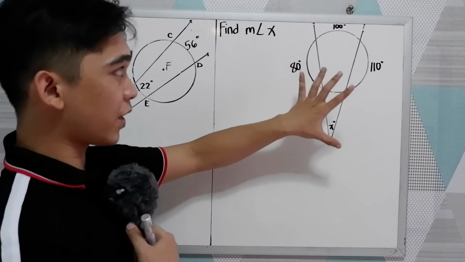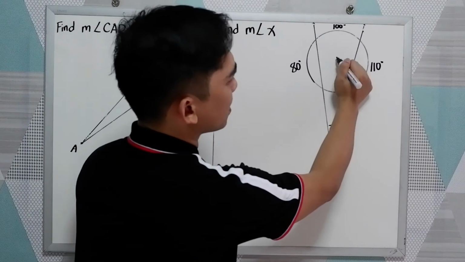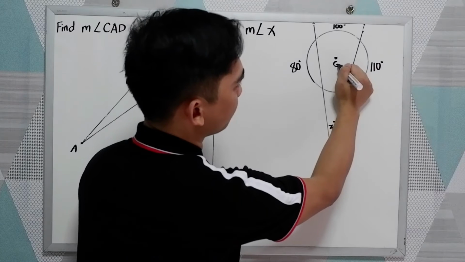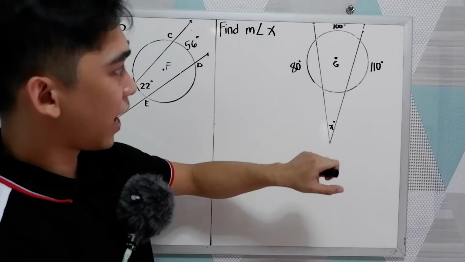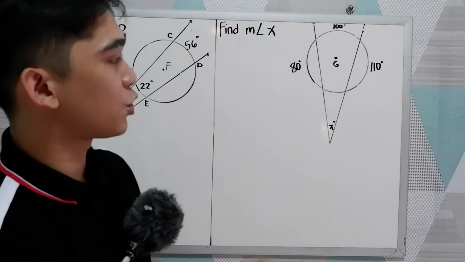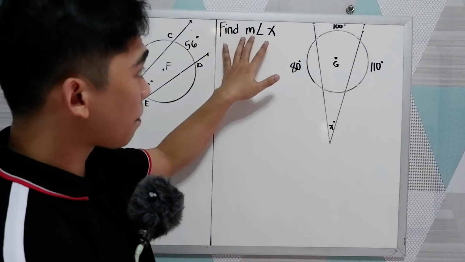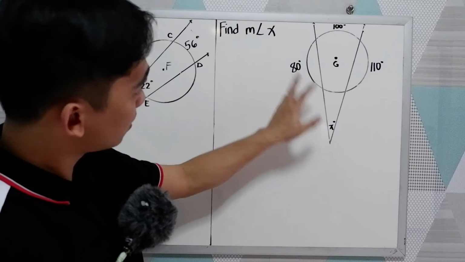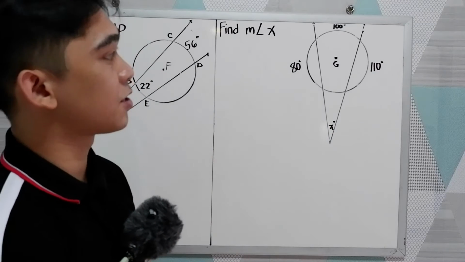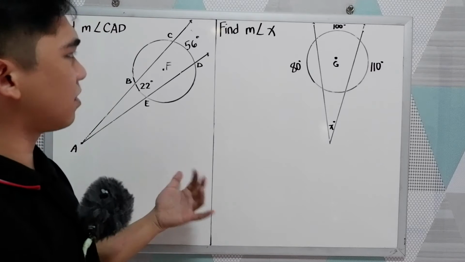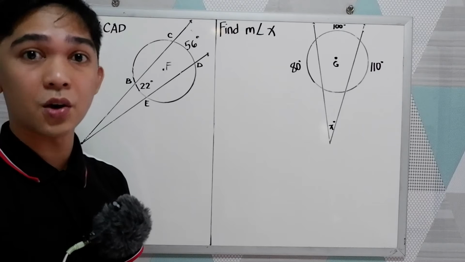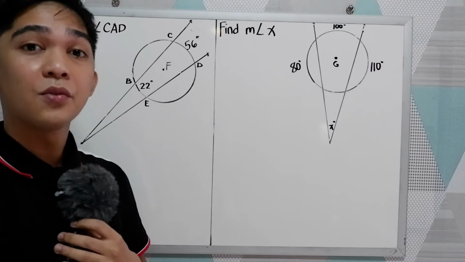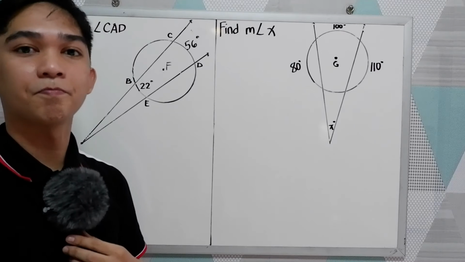And for the second illustration, we have, let us name it circle G. We have the circle G and the following measurements. We're going to find the measure of X, so X degrees. If you want to try the two problems, go ahead, pause the video. Then after answering, resume watching to check your answers.